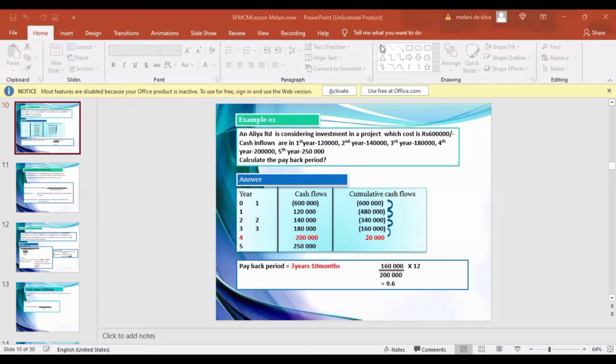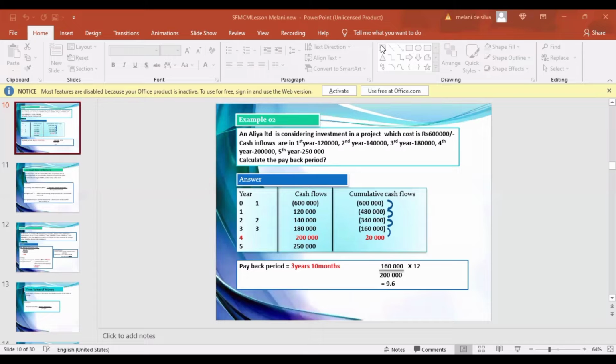Then we have to calculate the months. How to calculate it? The last negative value, that means minus 160,000, divided by the fourth year cash flow. That means 2 lakh. Minus 160,000 divided by 2 lakhs, and that answer multiplied by 12. Therefore, the months become 9.6.